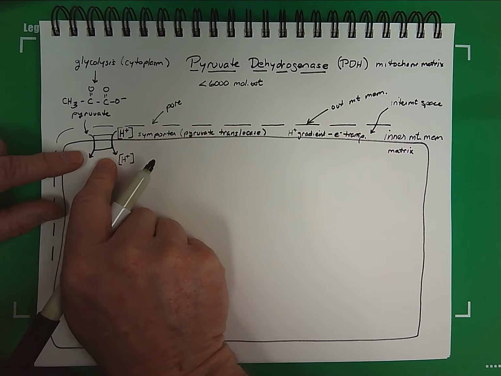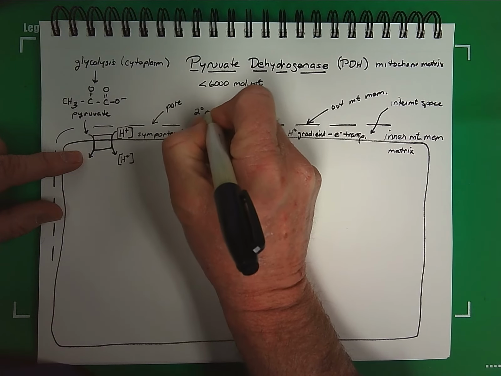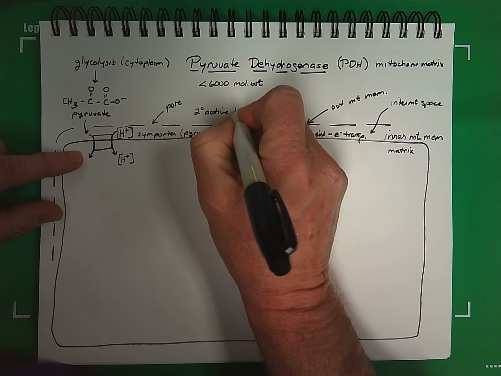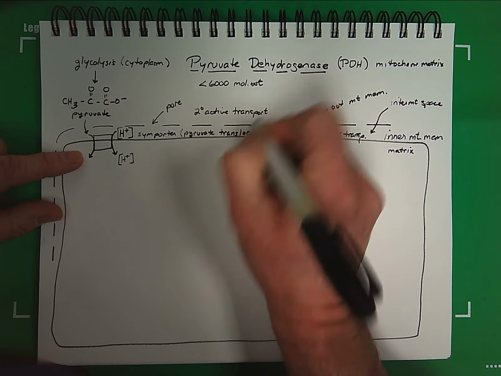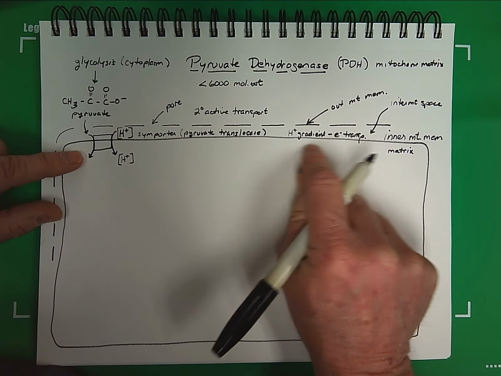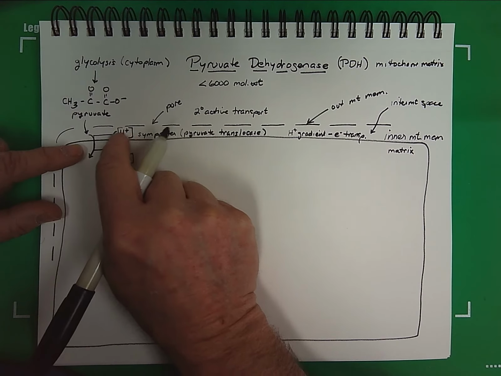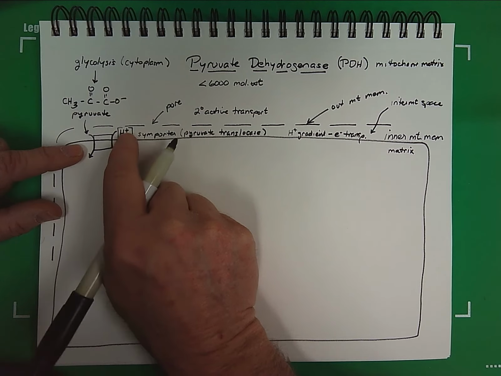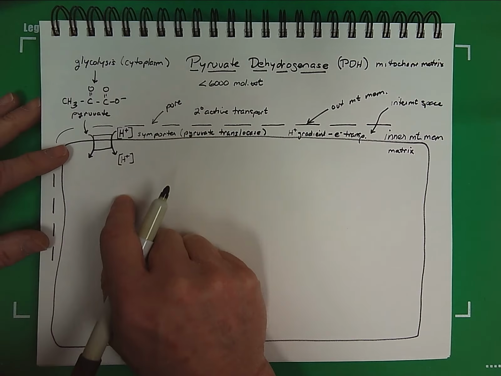So this is considered secondary active transport, because it's the power of a chemical gradient that has been established by other means using energy. We will see this energy at a later time, but it establishes a gradient that we are now using the power of to drive pyruvate into the matrix of the mitochondria.